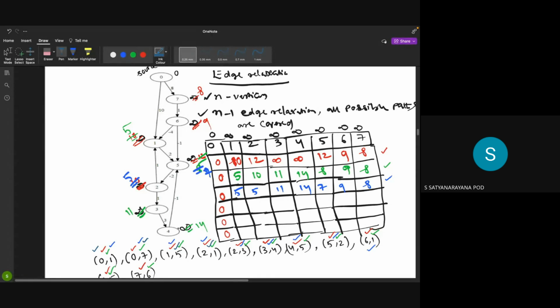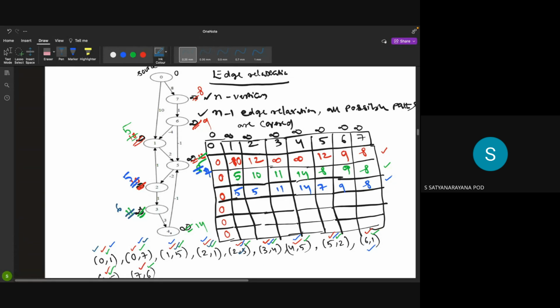2 to 3. Here an interesting thing happens. What is my 5? And this one is 6. So 5 plus 1 is 6. It's a better value than 11. Am I right? Yes. So it is 6. The 2 to 3 is updated. That is 6.